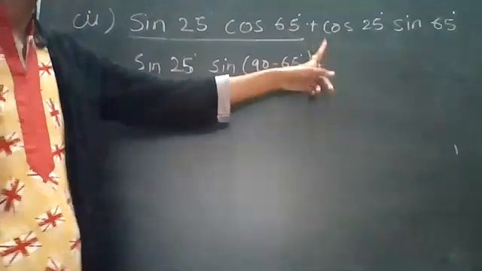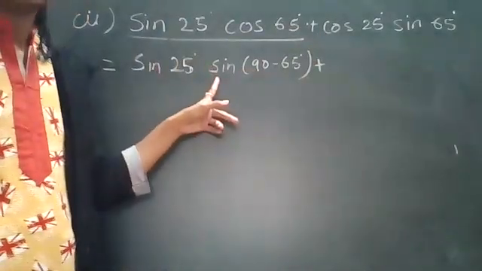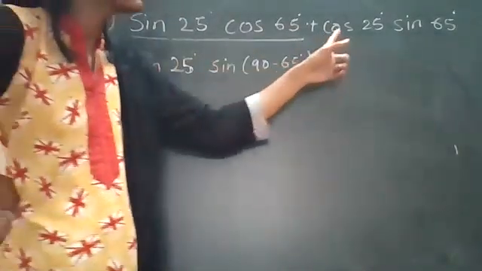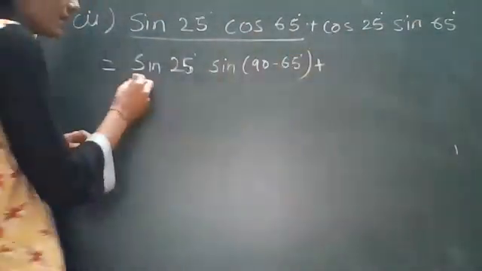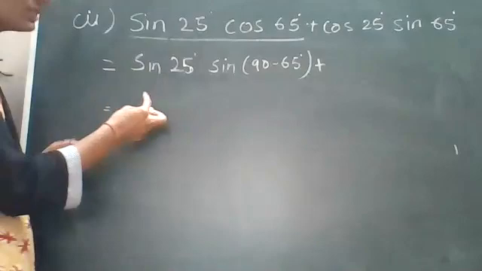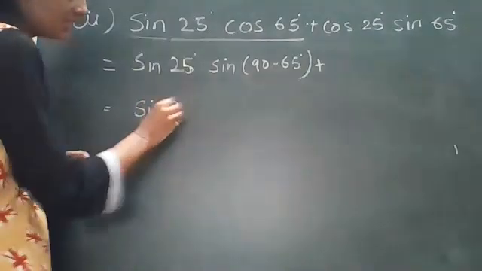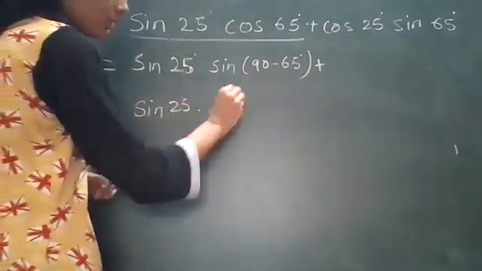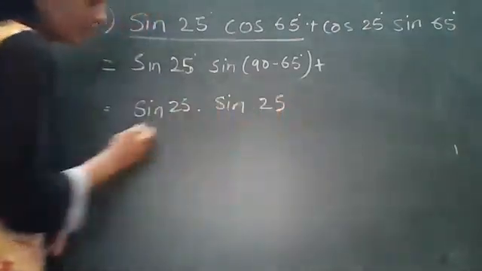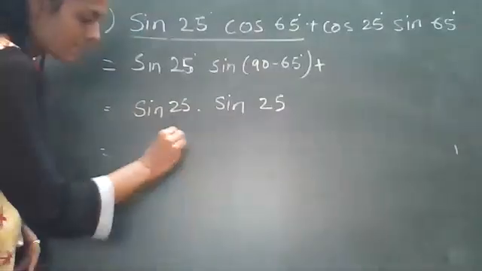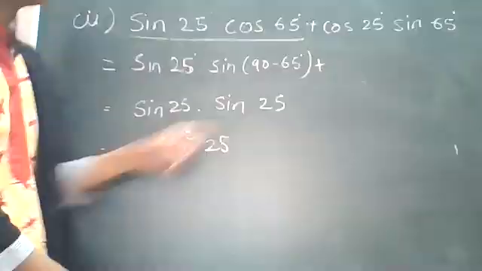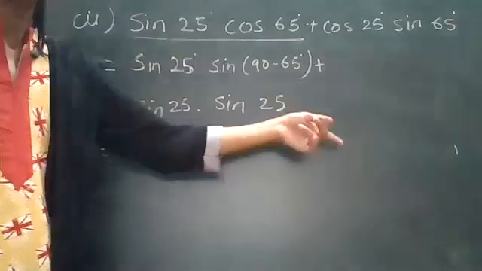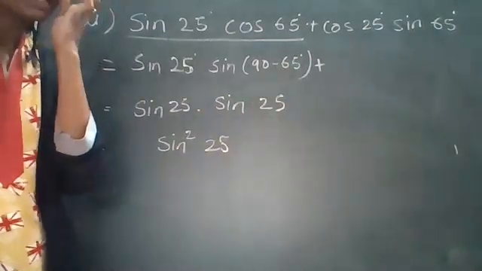Similarly, here we have converted into sin theta, so here we will convert this sin into cos. Why? Because after this we will get here sin 25 and here also we get sin 25. So ultimately we are going to get sin square 25. So if here is also coming cos square 25, then which identity can we use?